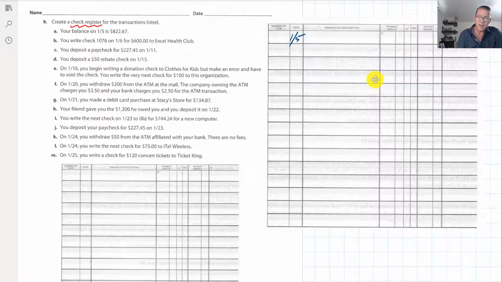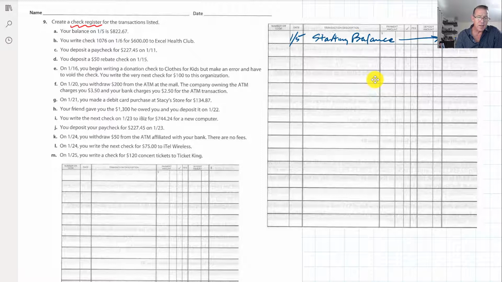So 1/5, and this is the starting balance. Oops, got to spell it correctly here. Starting balance. Okay, and that's $822.67. Okay, so this last and final column will be where we put our balances here. Okay, let's just go through the list here and we'll see how it goes.